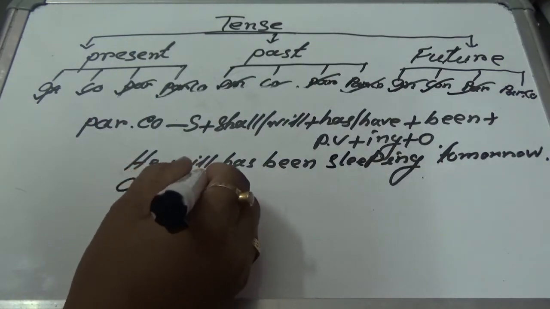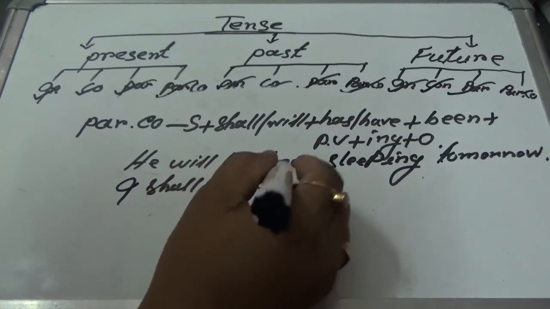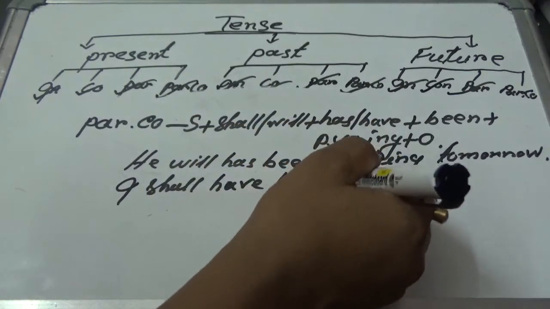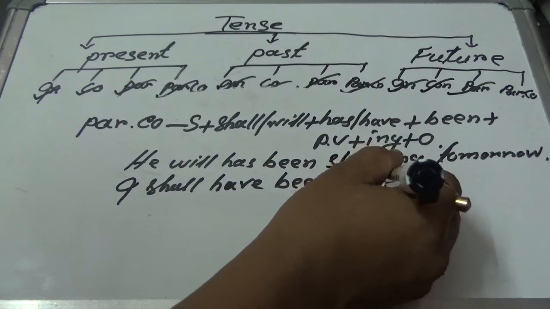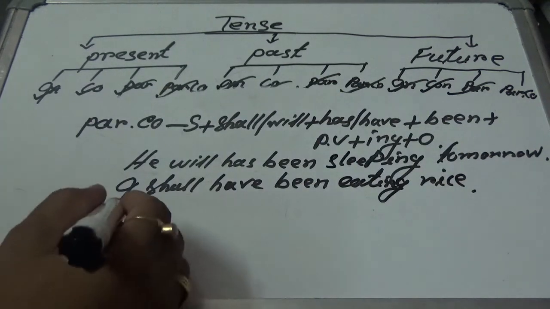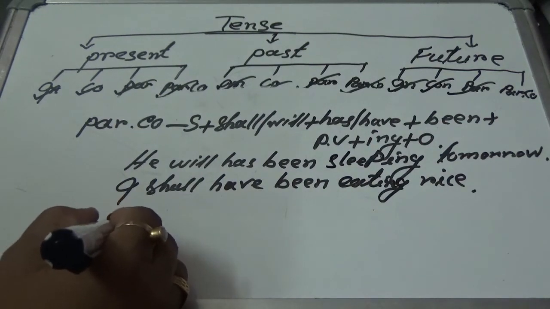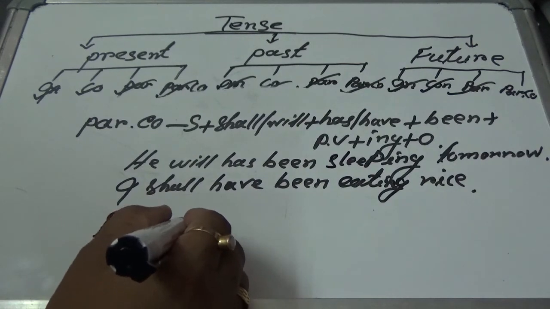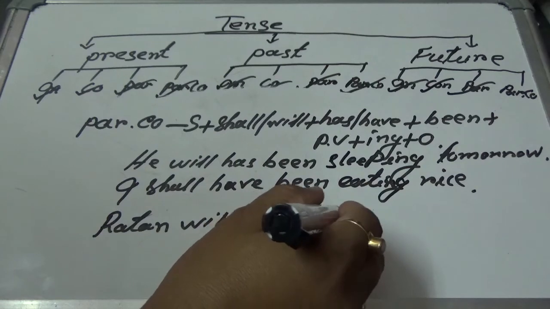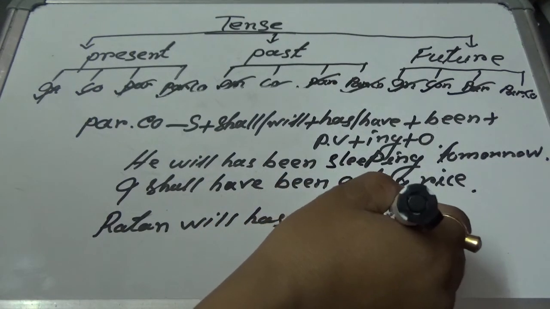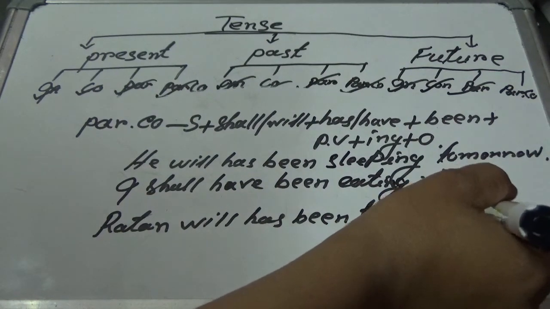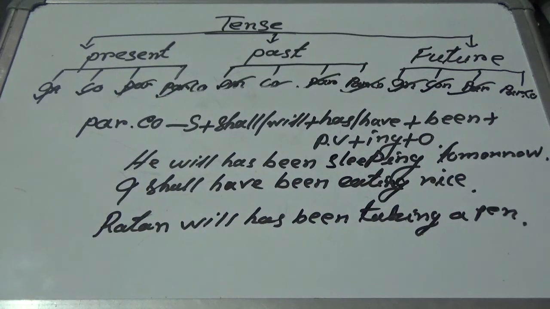I shall have been eating rice, like this. I shall have been eating rice. Ratan will have been taking a pen. Like this, you can make. Following the structure, you can make unlimited sentences of your necessity.